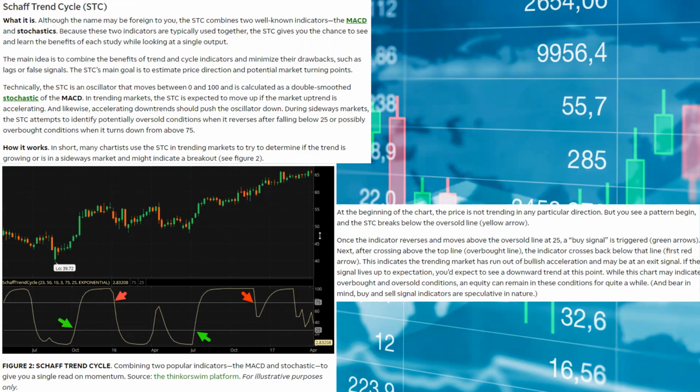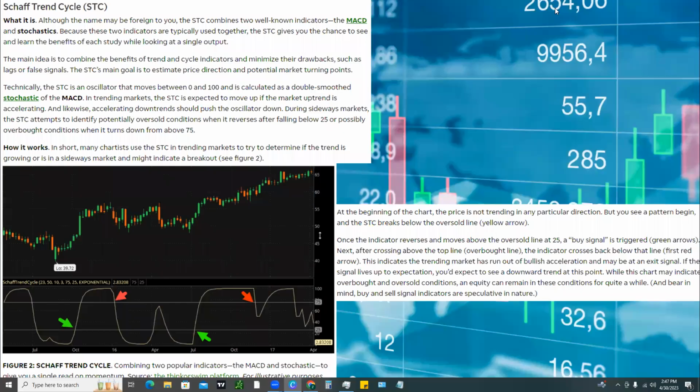Technically, the STC is an oscillator that moves between 0 and 100 and is calculated as a double smooth stochastic of the MACD. In trending markets, the STC is expected to move up if the market uptrend is accelerating, and likewise, accelerating downtrend should push the oscillator down. During sideways markets, the STC attempts to identify potentially oversold conditions when it reverses after falling below 25, or possibly overbought conditions when it turns down from above 75.